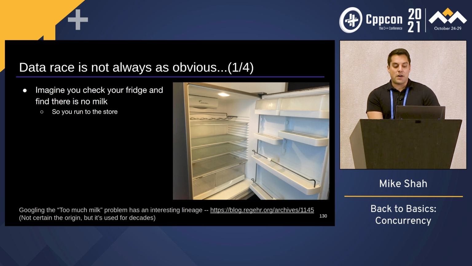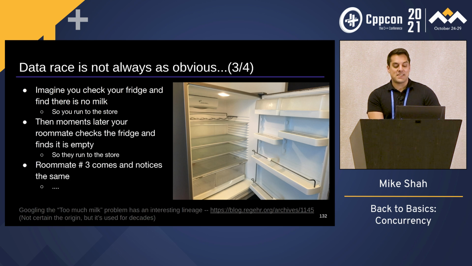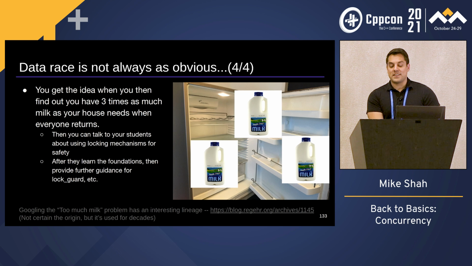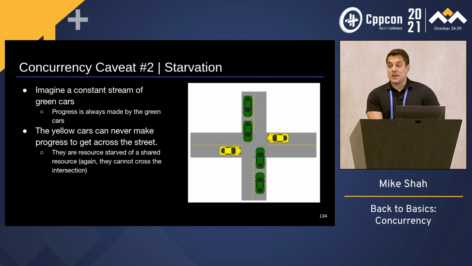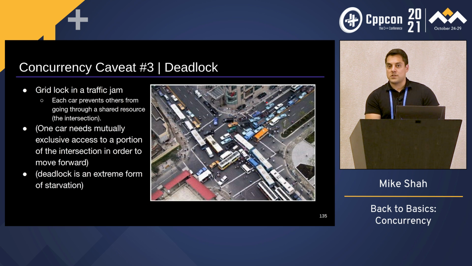There's a famous milk problem that has origins back to the 80s. If you want to think about you and roommates getting milk and leaving for the store and how a data race might occur, I'll leave that there. Thinking about starvation in terms of if you've ever been stuck at an intersection and not able to proceed. And then we have talked about deadlock, which is a very extreme case of starvation where you can't make any progress, right? This sort of gridlock here.